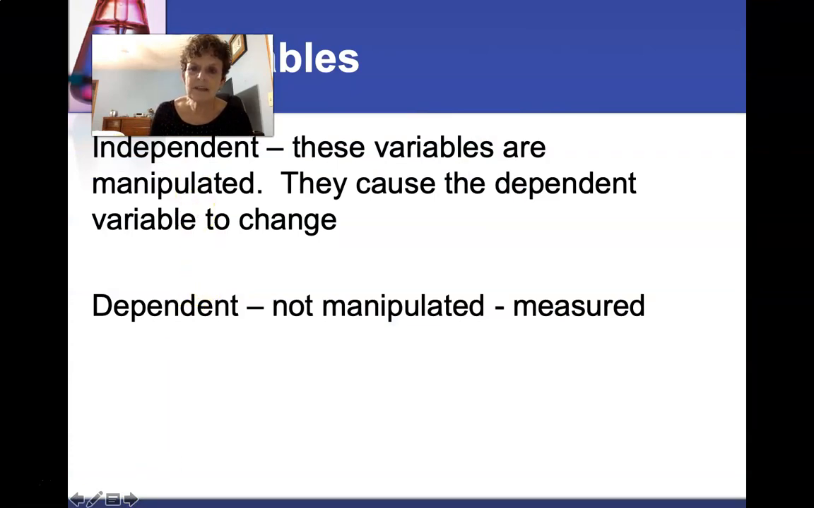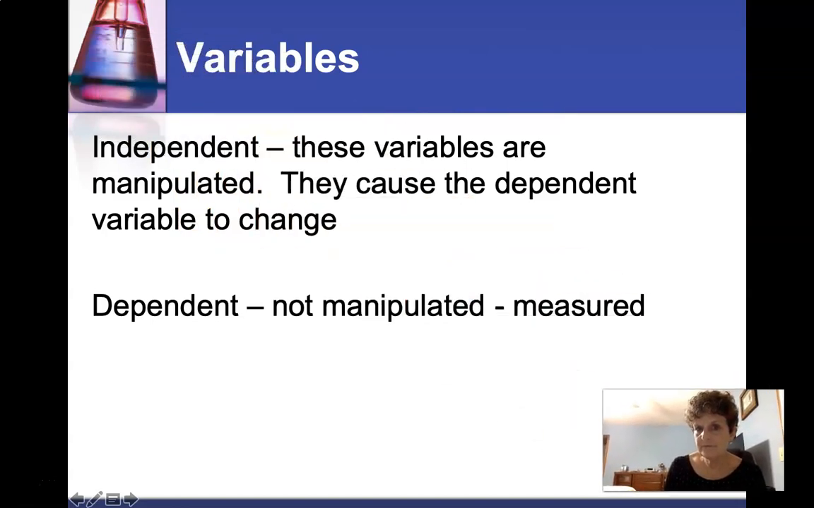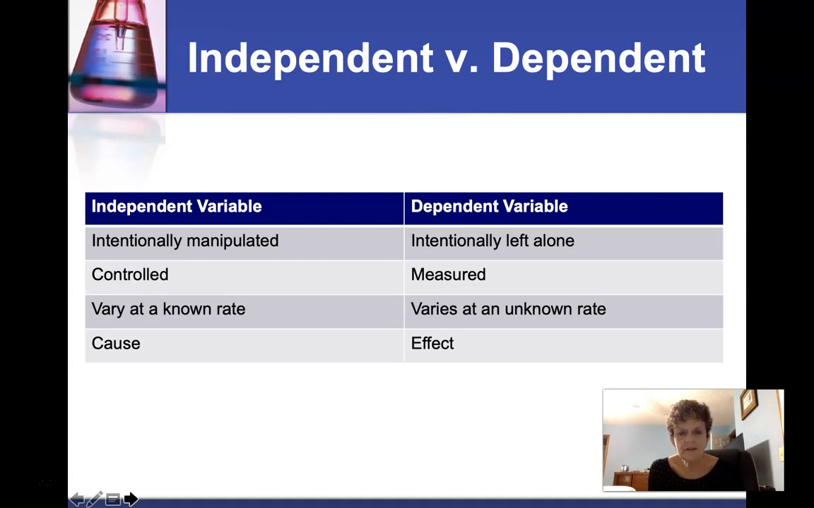So the first thing we want to have a quick review on is about variables. Remember that an independent variable, those are the ones that we manipulate, that we move around. An independent variable is the one that's going to make the dependent, the one that depends on what's happening, change. So here's a little chart to help you remember what we do. The independent variable is the one that we know that we're going to be making, that's the cause, and the dependent variable is going to be the effect.